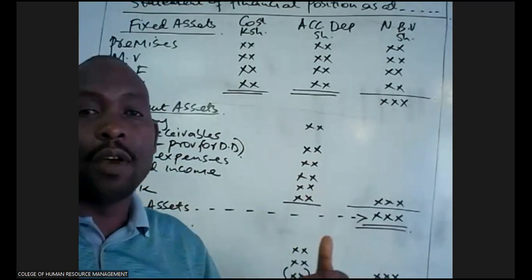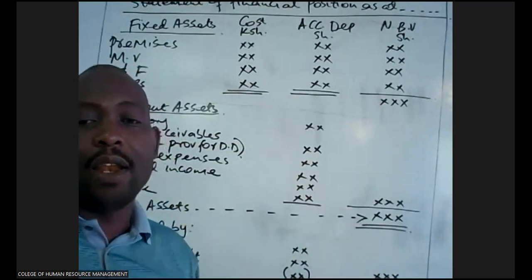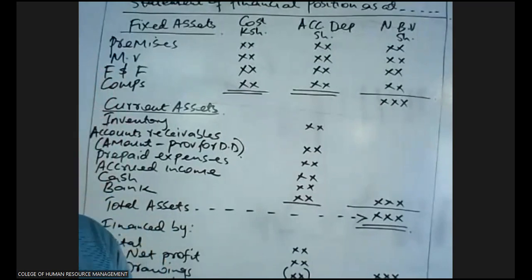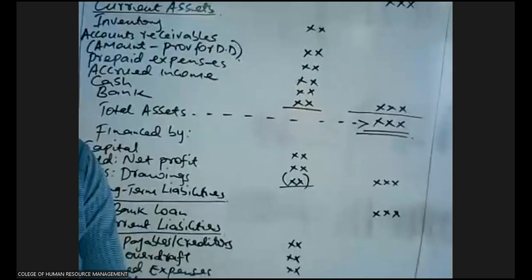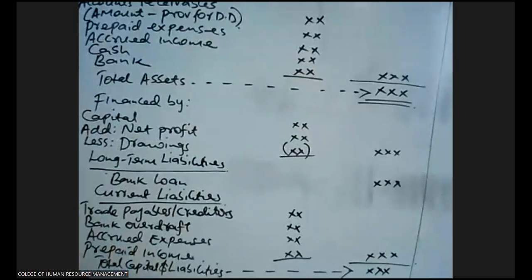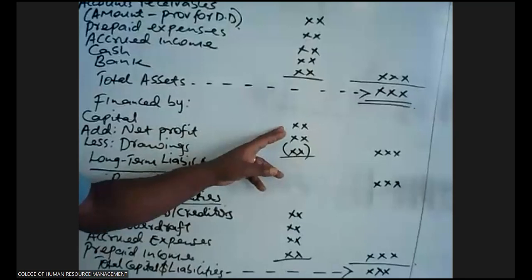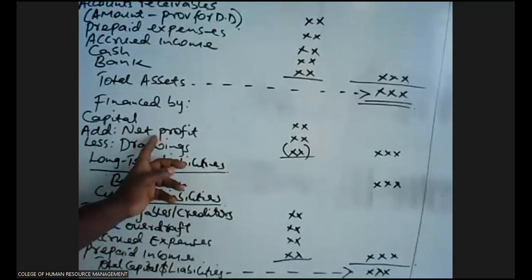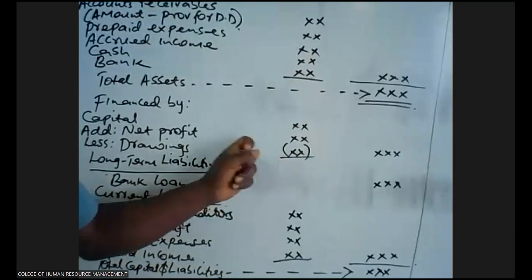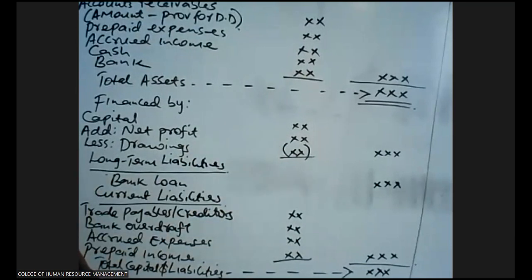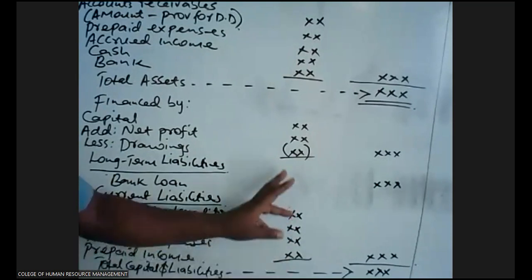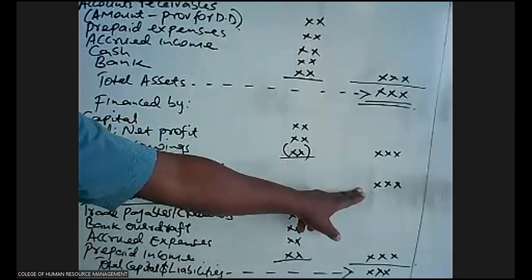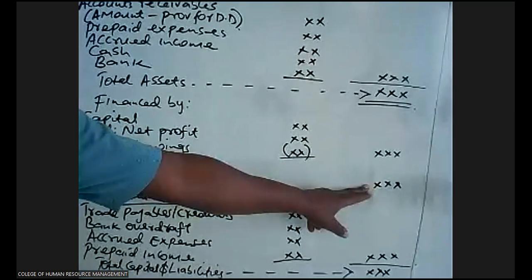Then the question is, how are those assets acquired? Because they are resources that are still in the business. How did we acquire them? Part of them were bought using the money that was invested by the owner, that is capital. And that capital, which we started with at the start of the year, might have increased because of the net profit. So we add the net profit, we deduct any capital amount that was withdrawn by the owner for his or her own personal use to get the capital by the end of the year. If there is any long-term liability that we are yet to clear, you put it there.